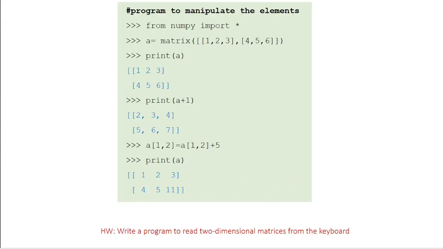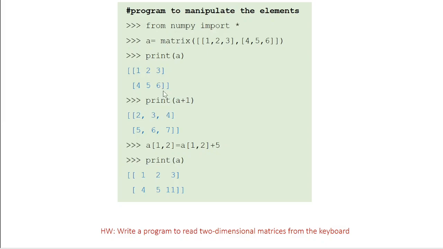You can also manipulate the elements of a matrix. For example, let me create a 3 by 2 matrix with elements 1, 2, 3 and 4, 5, 6. And I say print A plus 1, basically 1 will be added to each of the elements of the matrix. The output is going to be 2, 3, 4, 5, 6, 7.